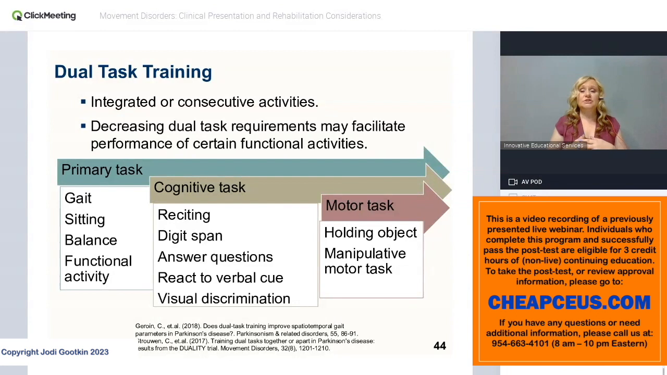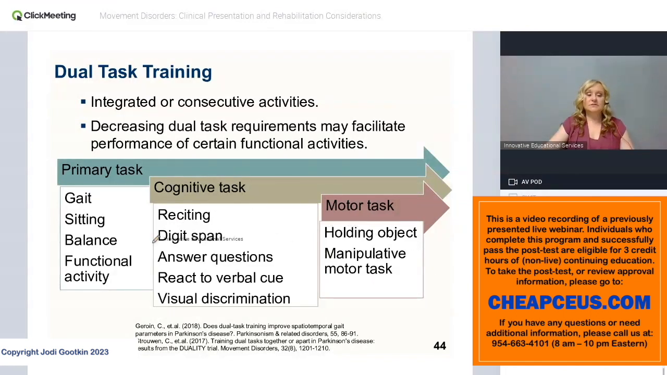And the studies show that whether you train cognitive and motor separately or you dual task them together, there can be benefits from both for the patient. There seems to be the need for continuous training, that about 40 minutes of dual task training three times a week over 6 weeks in several different studies seem to be sufficient to get carryover. And then the individual is going to continue to work on that on their own.